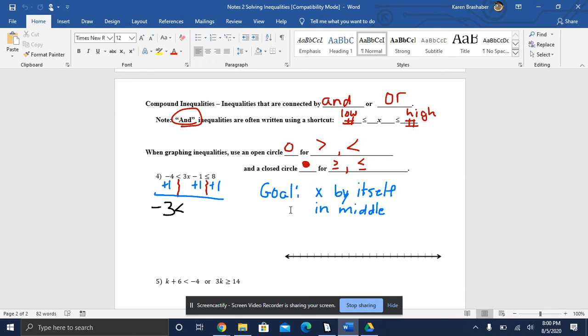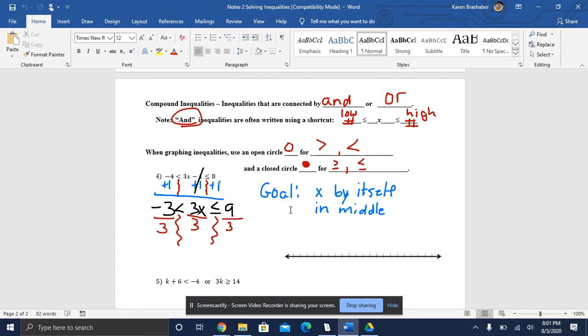My inequality sign less than. This zeroes out. We have 3x in the middle. And then our inequality sign again. And then 8 plus 1, which gives me 9. So going back to my goal, I want to have x by itself in the middle. So I need to divide by 3. But remember, again, you've got these 3 sections. So I want to divide by 3 on the middle, on the right, and on the left.